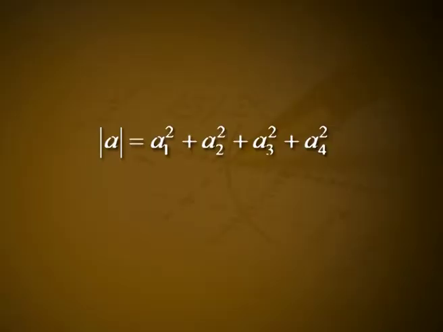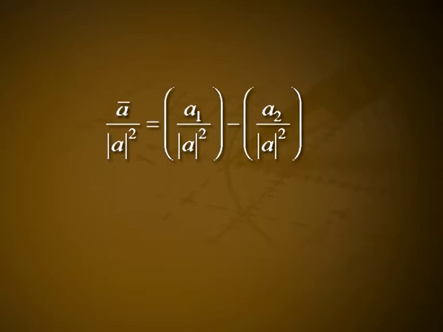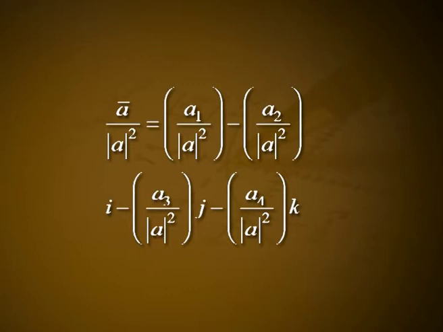If we let mod a square equal a1 square plus a2 square plus a3 square plus a4 square and a bar equal a1 minus a2 i minus a3 j minus a4 k, we see that a bar by mod a square, which is a1 by mod a square minus a2 by mod a square i minus a3 by mod a square j minus a4 by mod a square k, is a multiplicative inverse for a. The verification of other axioms are left as an assignment.